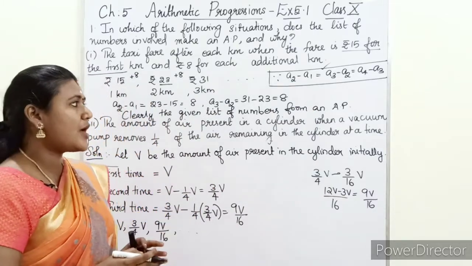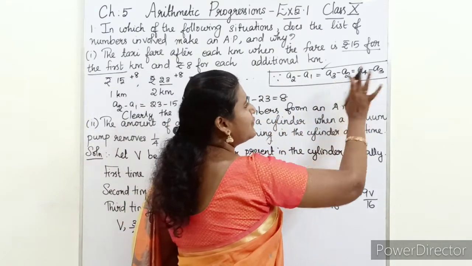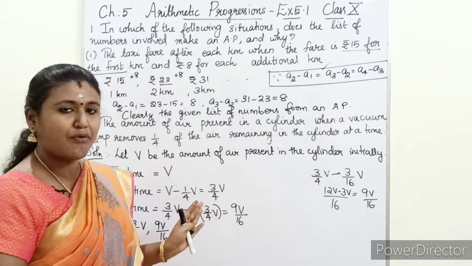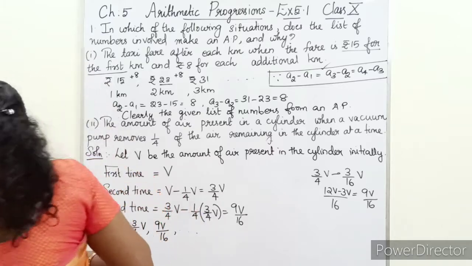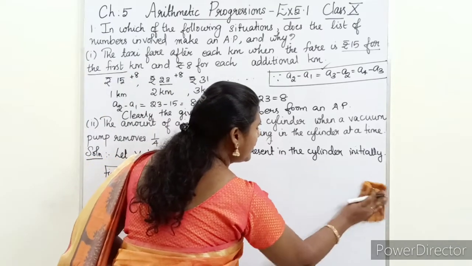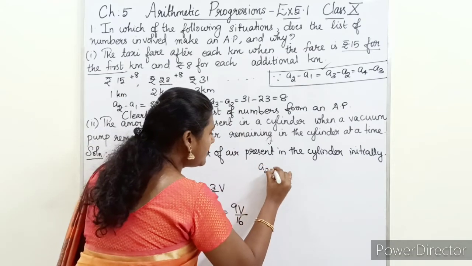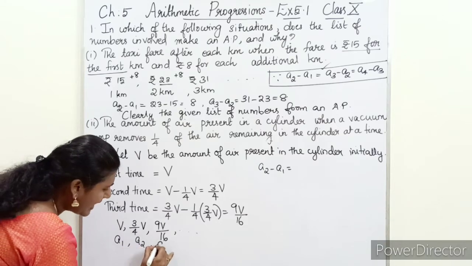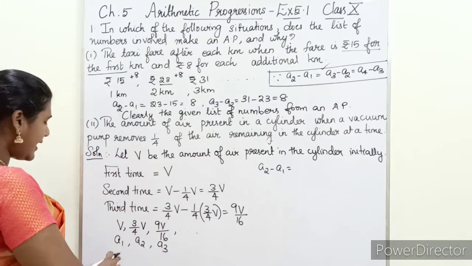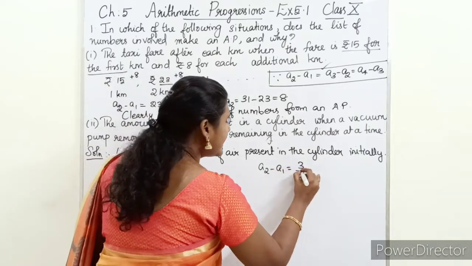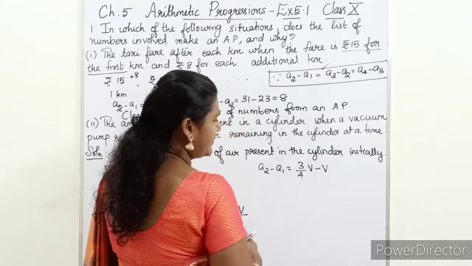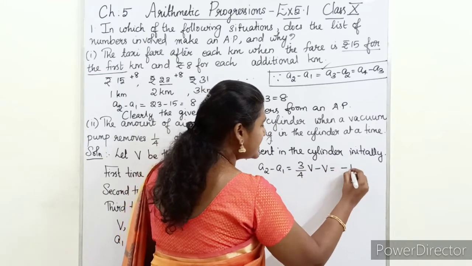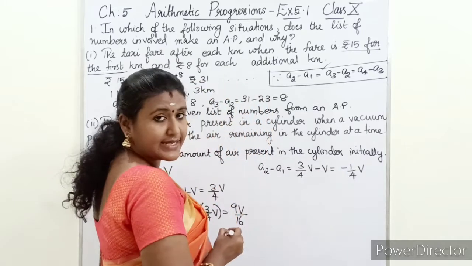Okay, A2 minus A1, A3 minus A2 and A4 minus A3. If they are equal, then we can say that the numbers form an AP. So here we will calculate A2 minus A1 first. So this is A1, A2 and A3. So we are going to calculate now A2 minus A1. That is 3 by 4V minus V. When you simplify, 3V minus 4V by 4, that is minus 1 by 4V you will get.